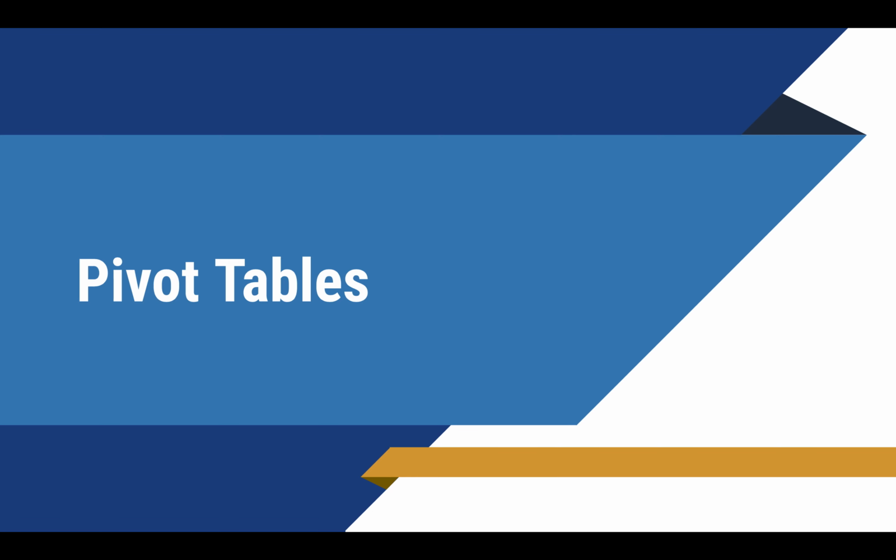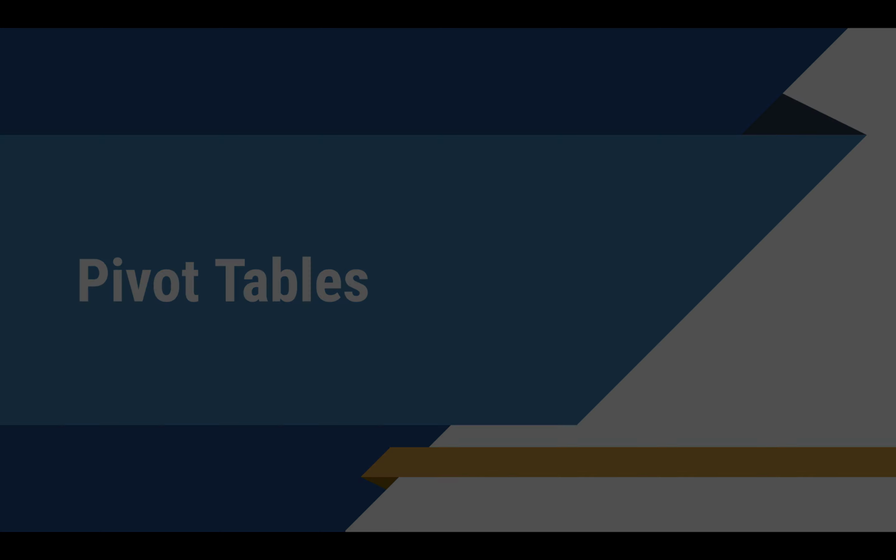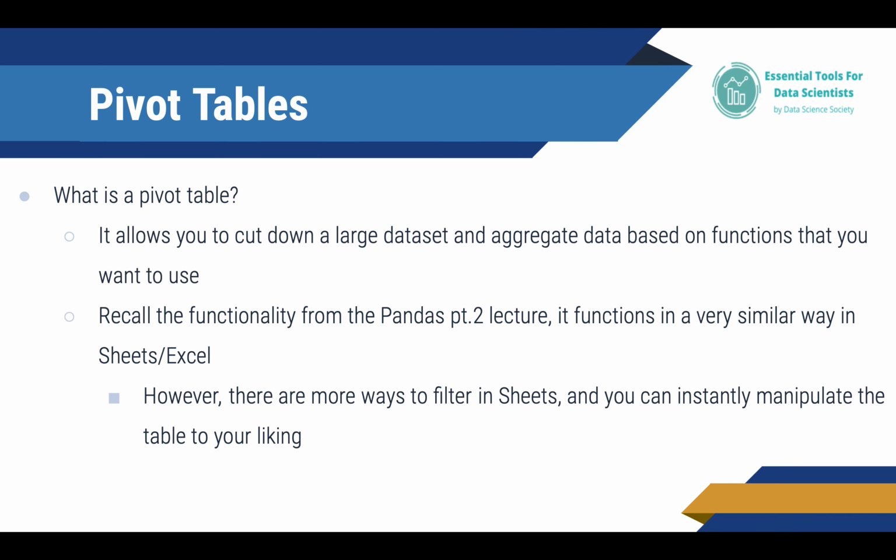All right. Hi, everyone. At this point, we're going to be moving on to pivot tables, which is something that you might recall from the Pandas Part 2 lecture. All right, so what is a pivot table? Basically, it allows you to cut down a large data set and aggregate data based on functions that you want to use, such as min, max, sum, average, count, things like that.